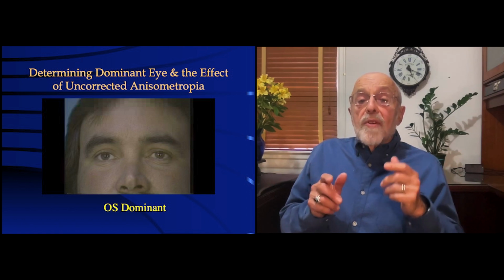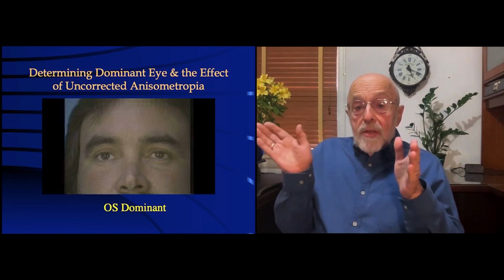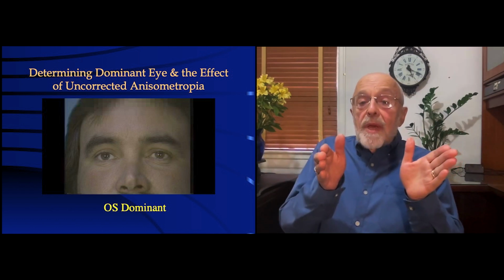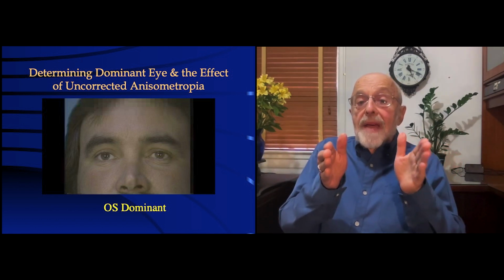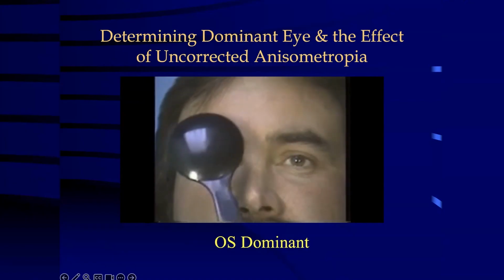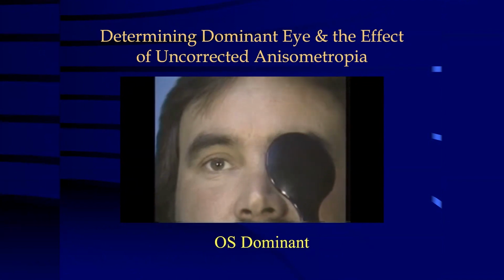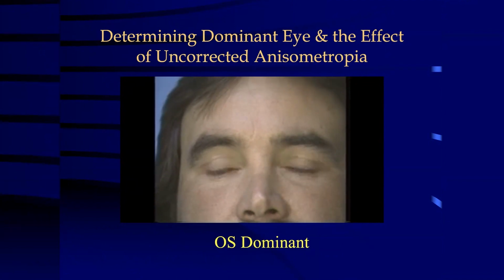But if we cover his dominant left eye, it goes out. When we uncover, he makes a saccade to pick up fixation with that eye and then makes a vergence to fuse the other eye. Covering the right eye, a vergence to fuse; cover his dominant left eye, saccade, and then a vergence.